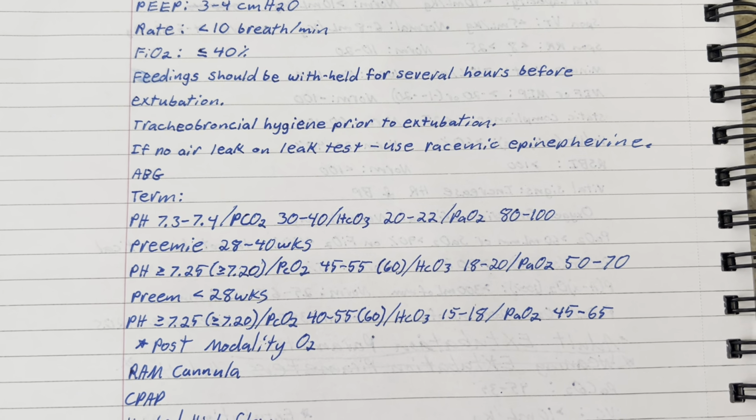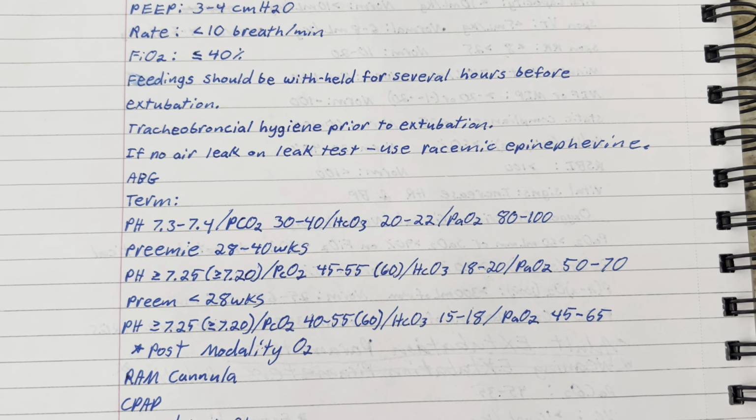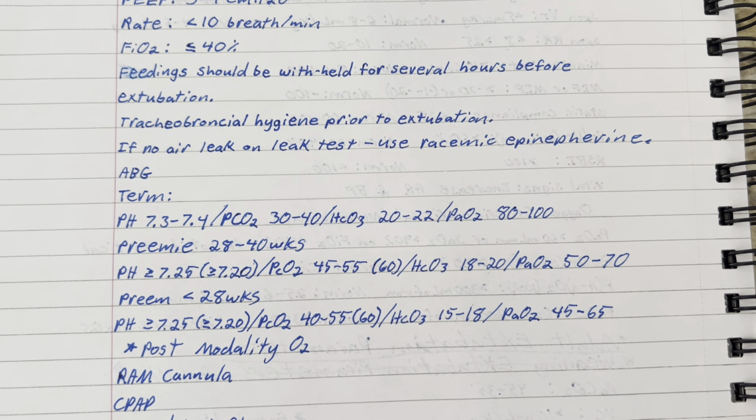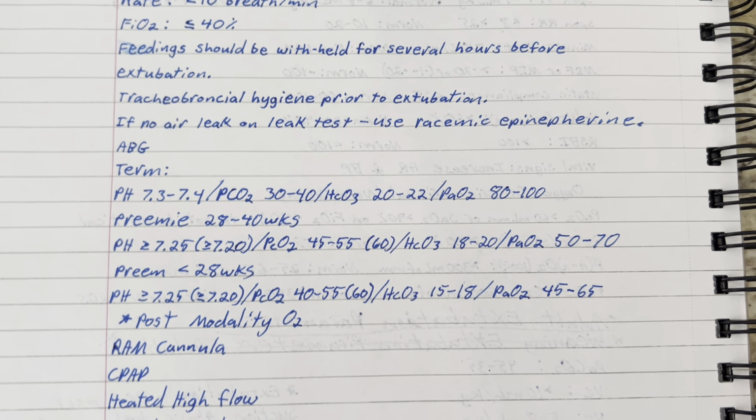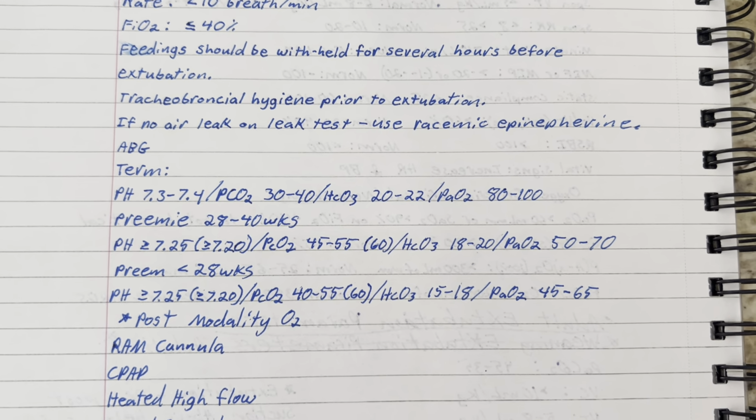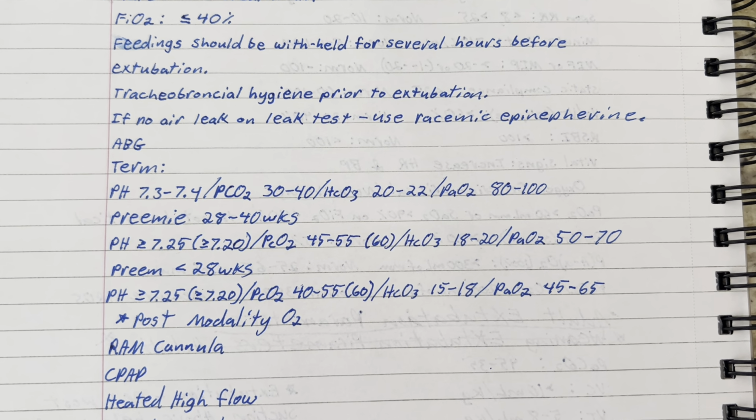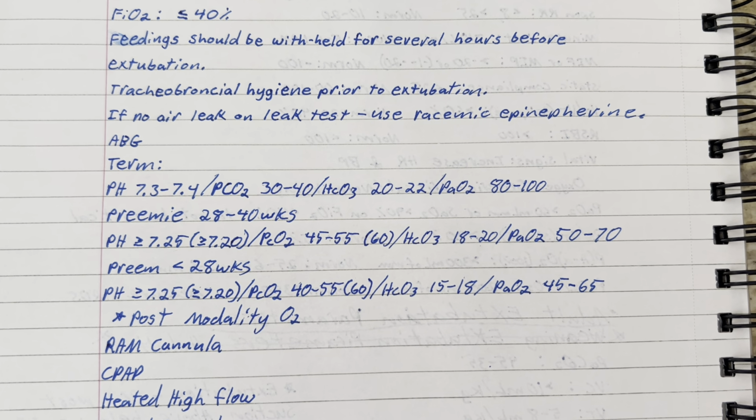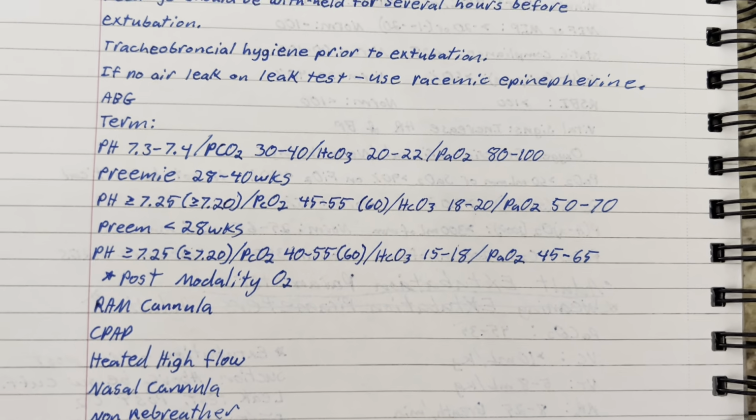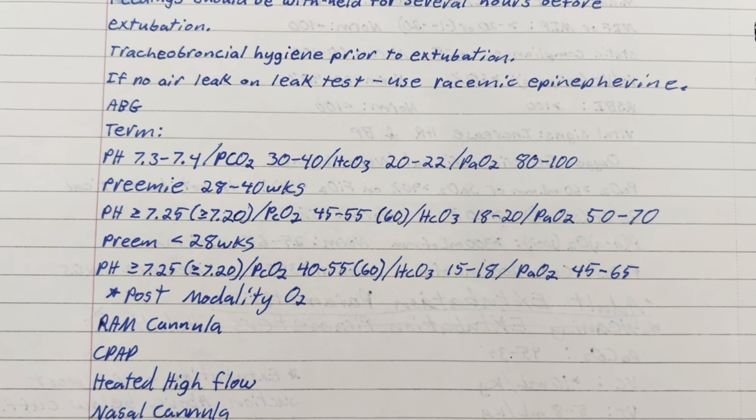Tracheal bronchial hygiene prior to extubation. You want to suction down below and above right before you extubate. You definitely want to get the suctioning before extubation. If no air leak on test, use racemic epinephrine. Then you want to do the air leak test if they have a cuff, to make sure that their trachea hasn't swollen.